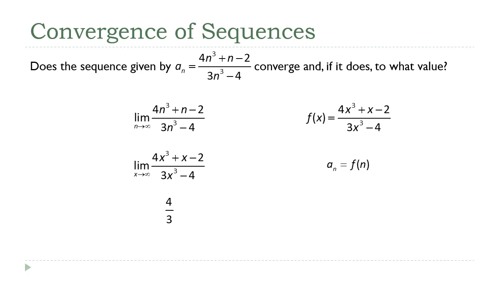You can use L'Hopital's rule. You could divide the numerator and the denominator by x cubed. Or you could just remember the rule. It says when we have the limit of a rational function and the degree of the numerator is the same as the degree of the denominator, which is what we have here, they're both 3, then the limit is just the ratio of their leading coefficients. So the limit here is going to be 4/3.